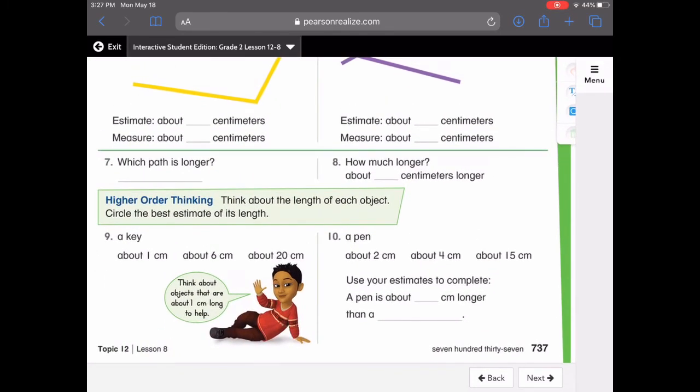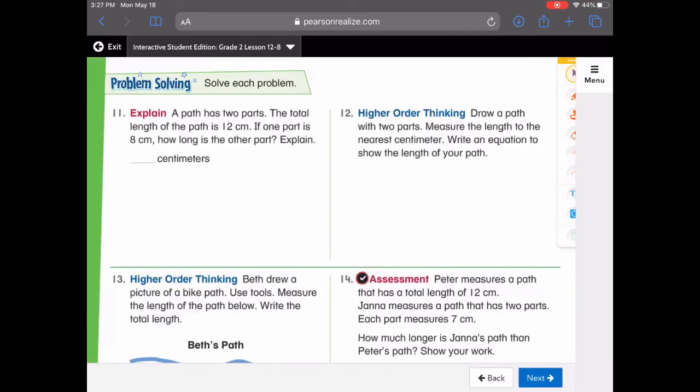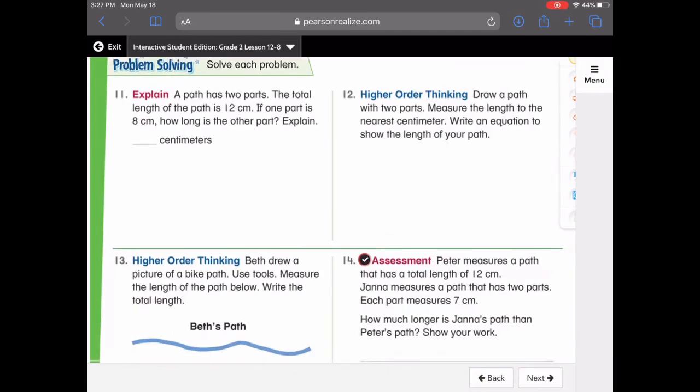For 9 and 10, you're going to think about an object and circle the best estimate. So number 9 is a key. Does it make sense if a key would be 1 centimeter, 6 centimeters, or about 20 centimeters? Or a pen, is it about 2, 4, or 15 centimeters? And then you're going to work on problem solving, math practices and problem solving.